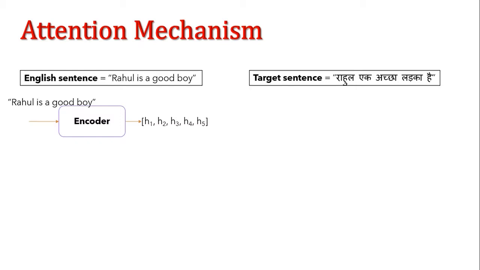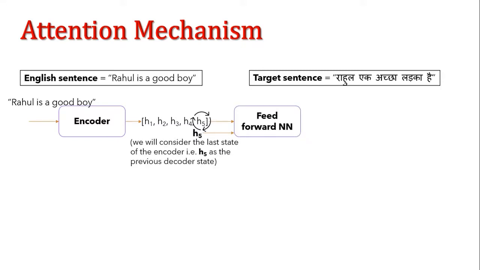So guys, here we have to consider one hypothesis, that the next word in the output sequence is dependent on the current state of the decoder as well as on the hidden state of the encoder. Since we are predicting the first word itself, the decoder does not have any current internal state. For this reason, we will consider the last state of the encoder, that is H5, as the previous decoder state. Now, using all the encoder states and the current state of the decoder, we will train a simple feed-forward neural network.